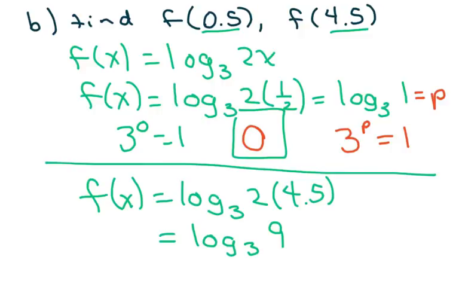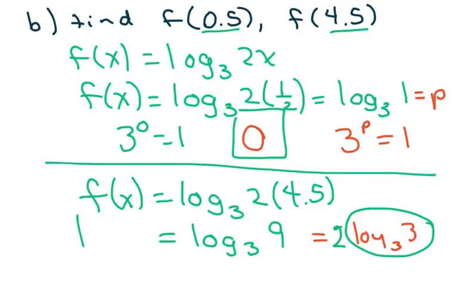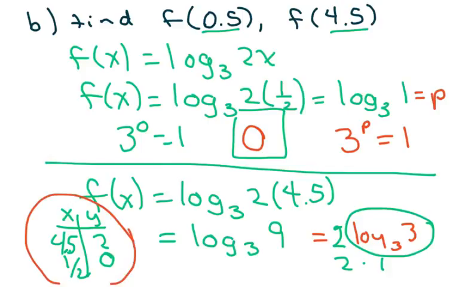And in this one, I'm going to find the value. I'd write this as log base 3 of 3 squared. I would use my power property and move the 2 in front. So we know this equals 1. So when x is 4.5, we get 2 times 1, which equals 2. And when x is 1/2, we get 0. And you're going to need this information when we do the graphs.